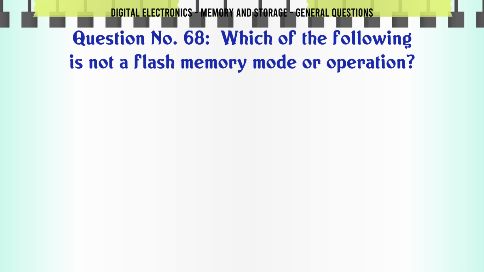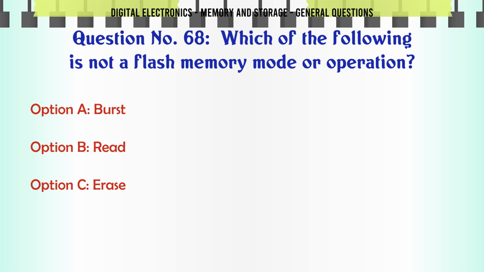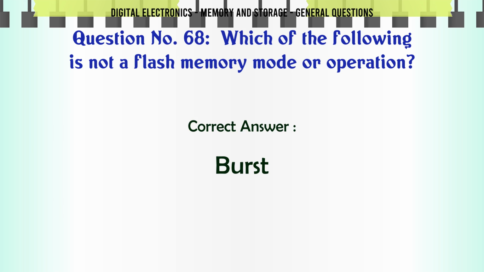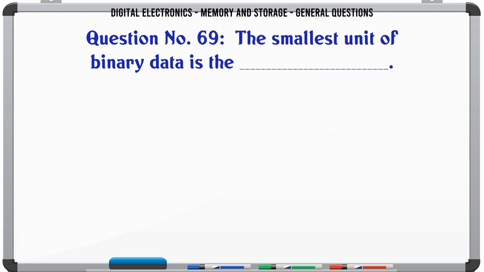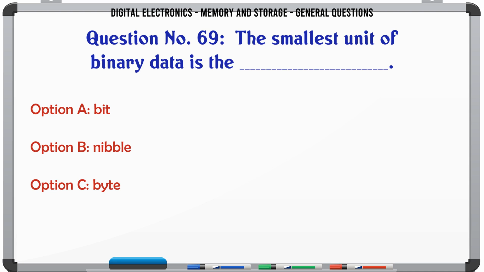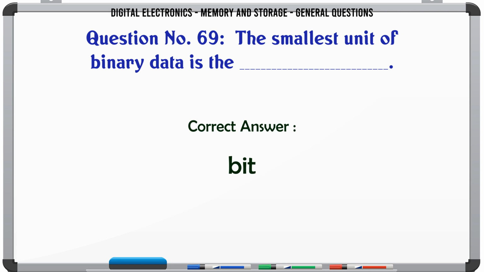Which of the following is not a flash memory mode or operation? A. Burst, B. Read, C. Erase, D. Programming. The correct answer is burst. The smallest unit of binary data is the A. bit, B. nibble, C. byte, D. word. The correct answer is bit.